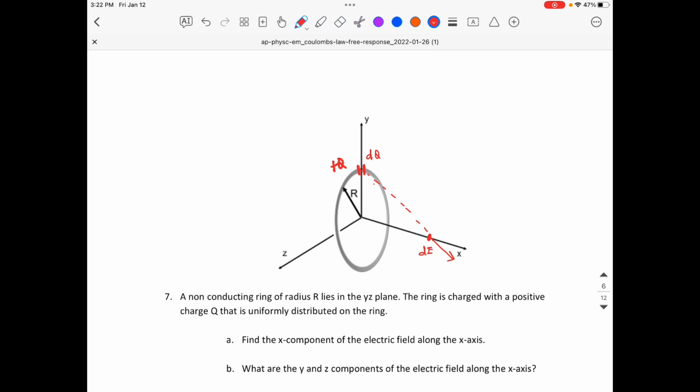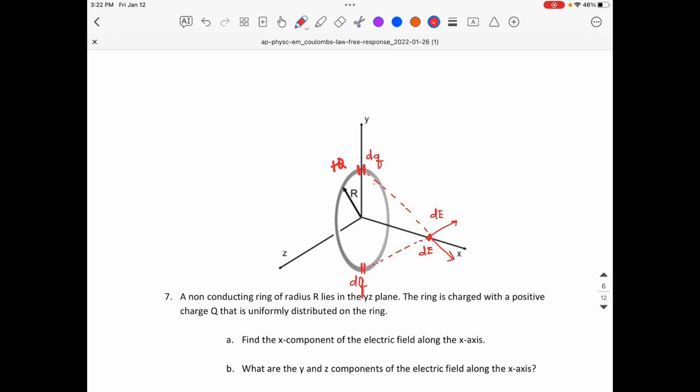Just a small section of charge. We'll do the same thing on the opposite side of the ring, another small section. Usually the notation is lowercase q, it really doesn't matter, but big Q to represent the entire charge, and then little dq to represent the little piece of the charge. So that would create an electric field in this direction because it's positive. And that again is a small section of the electric field.